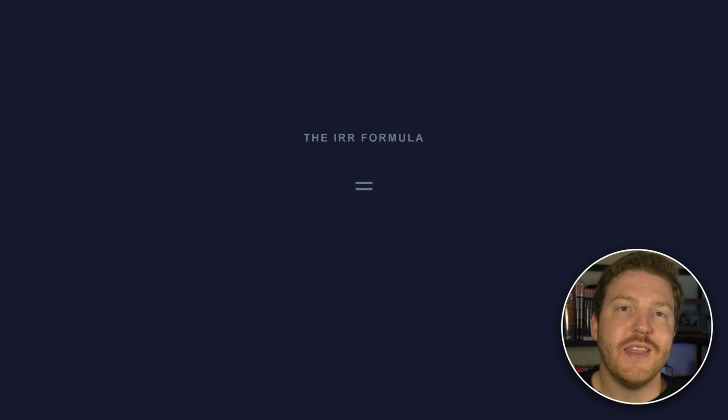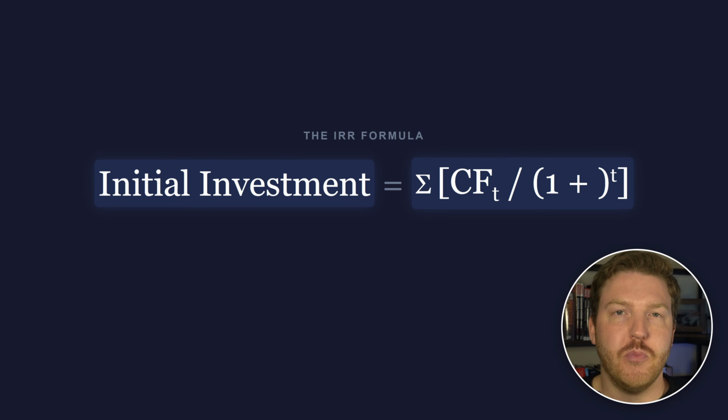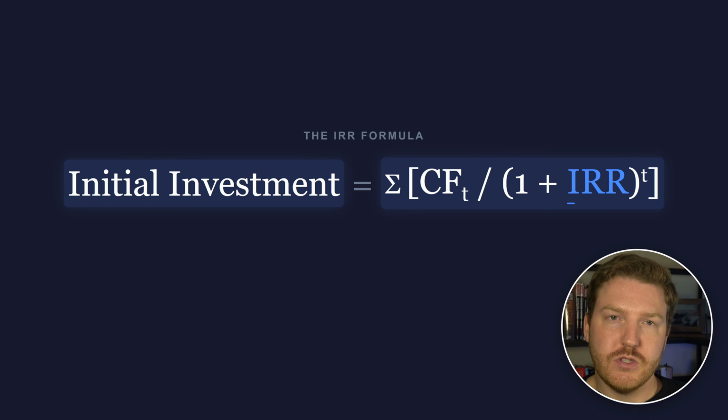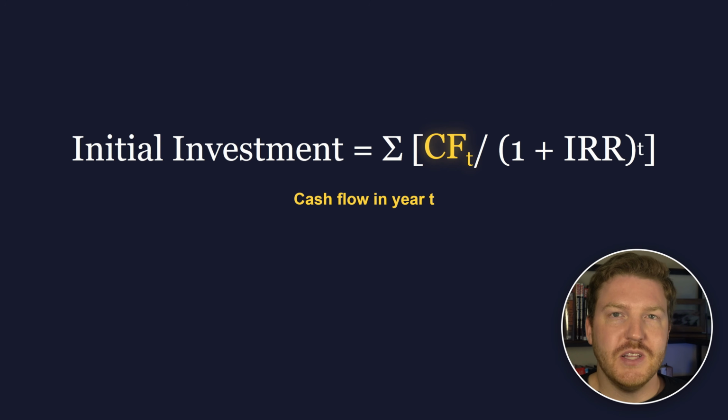Here is the formula in a way that is easy to interpret. On the left side, you have the initial investment, which is the amount you pay today. On the right side, you have the present value of the future cash flows. IRR is the discount rate that makes those two sides equal. So think of this as a balancing equation. You are asking what discount rate makes the value of all these future cash flows exactly equal to what I am investing today. CF sub T means the cash flow in a particular year.